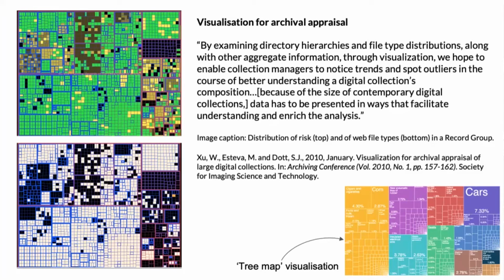So in this case, this is digital folders with folders and files within them. So it's a hierarchy of folders and files, and you can see the number of items within particular folders. And in this example, the researchers have colored these little squares by the different file types. So this is a way of examining directory hierarchies and file type distributions. And they say, we hope to enable collection managers to notice trends and spot outliers in the course of better understanding a digital collection's composition.